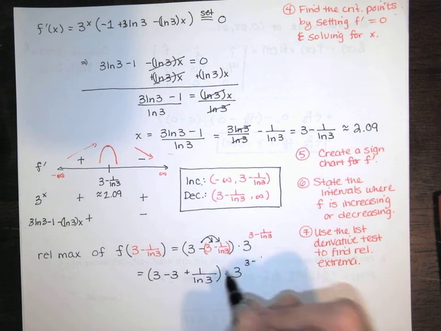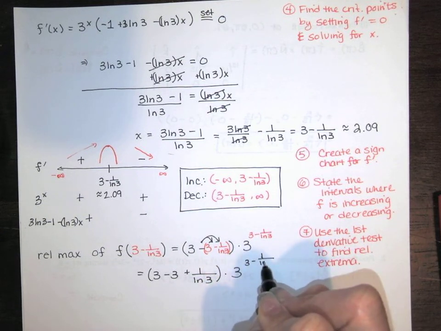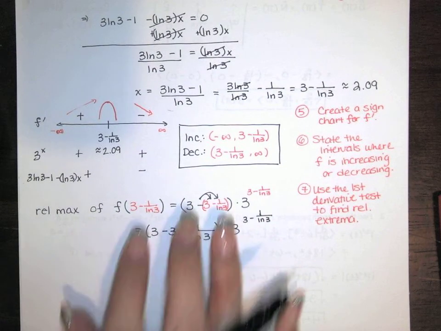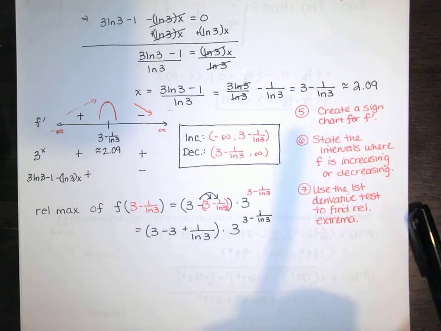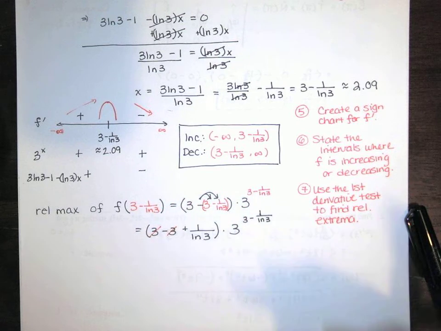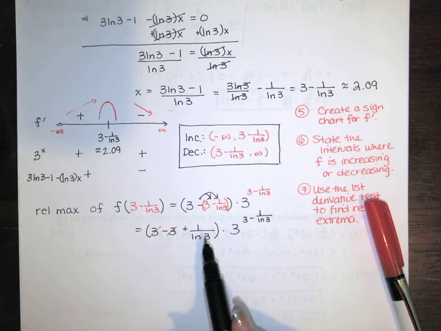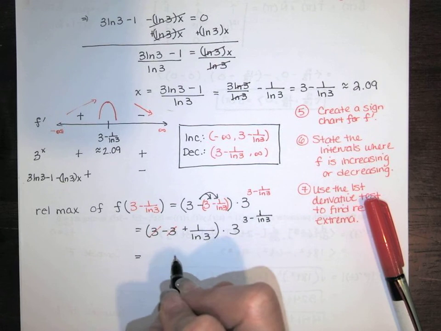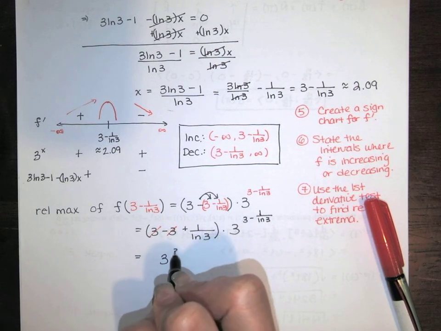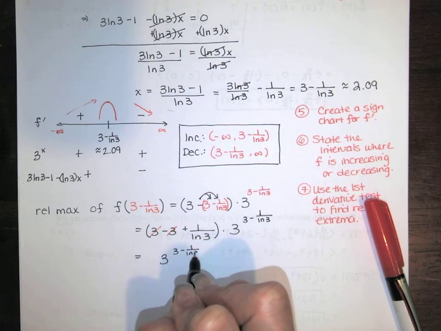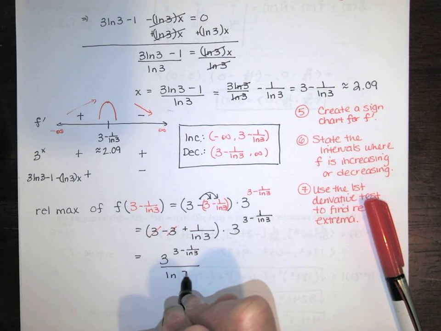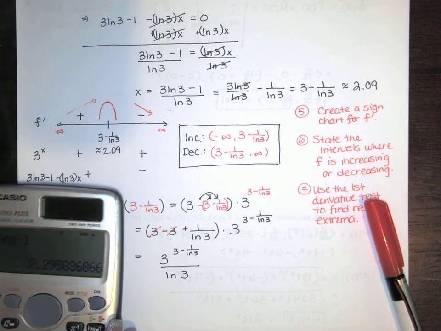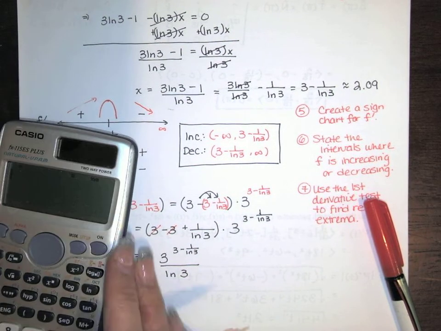You don't really need that multiplication that I'm suggesting with that dot. I just put it there for emphasis, but it's not necessary. So I have 1 over natural log of 3 times this. So the relative maximum value is actually 3 raised to this power, all divided by natural log of 3. And let's find that y value, or at least that is the y value, but let's find a numerical approximation for it.